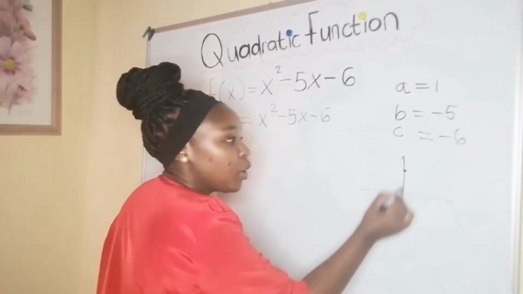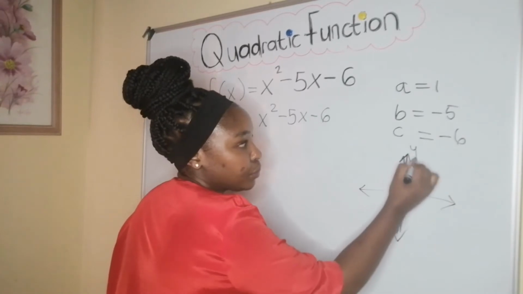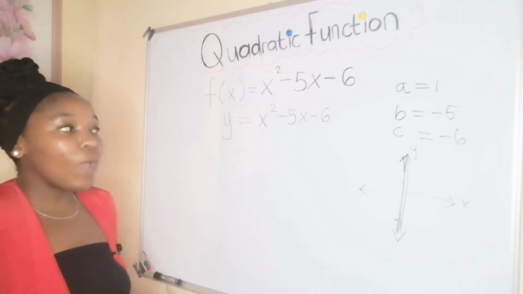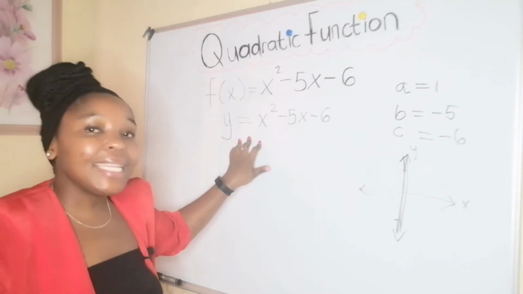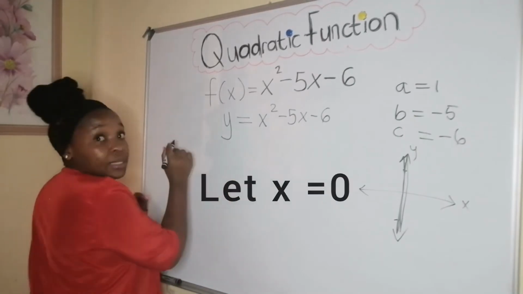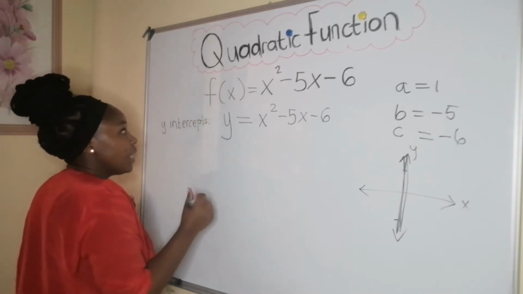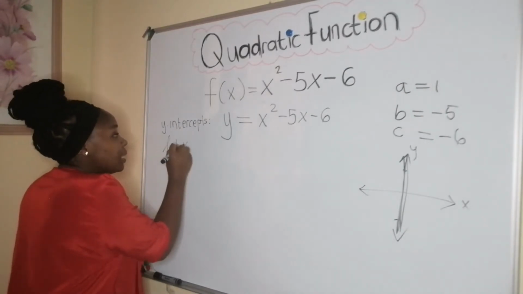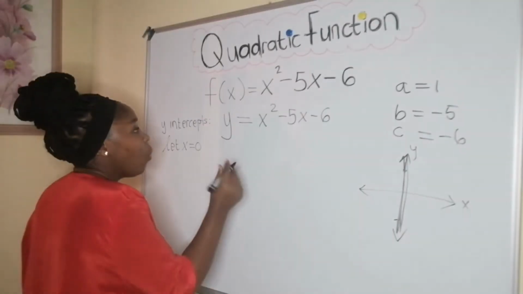So for us to determine where our quadratic function is going to cut the y-axis, what do we need to do? We basically need to let our x equal to 0, right? So to get your y-intercept, we are going to let your x equal to 0. Okay, so if we let our x equal to 0, what are we left with?